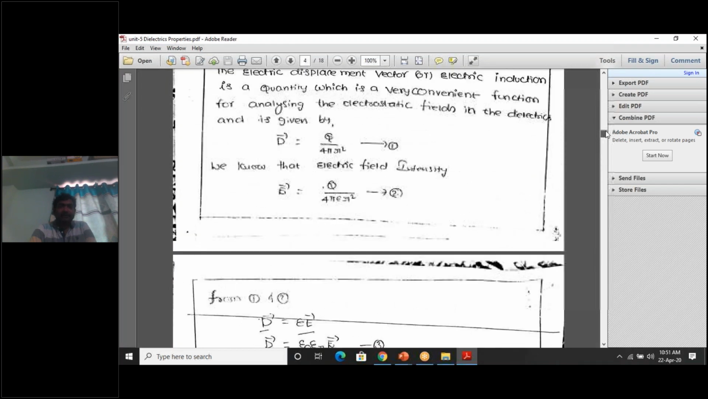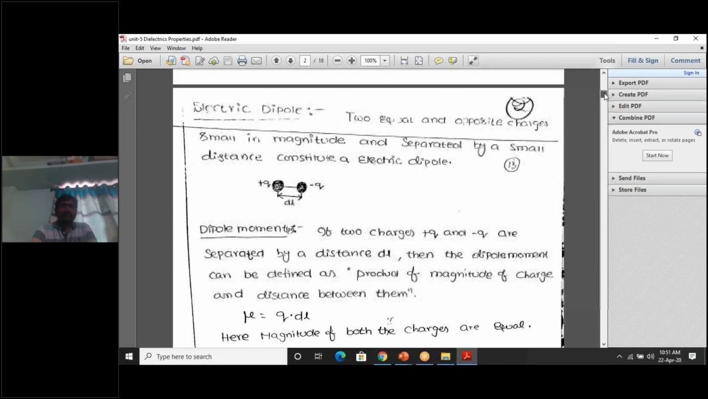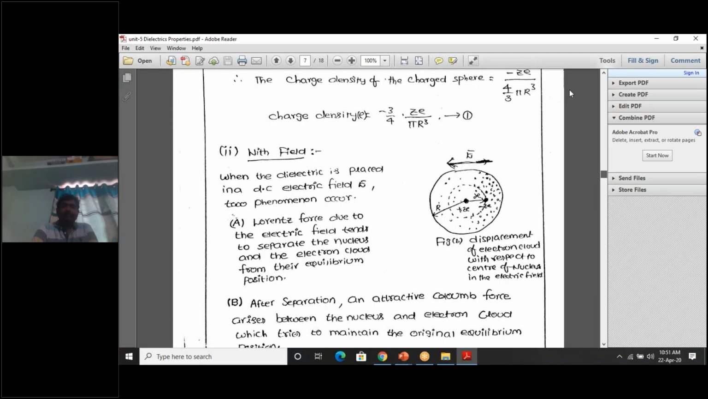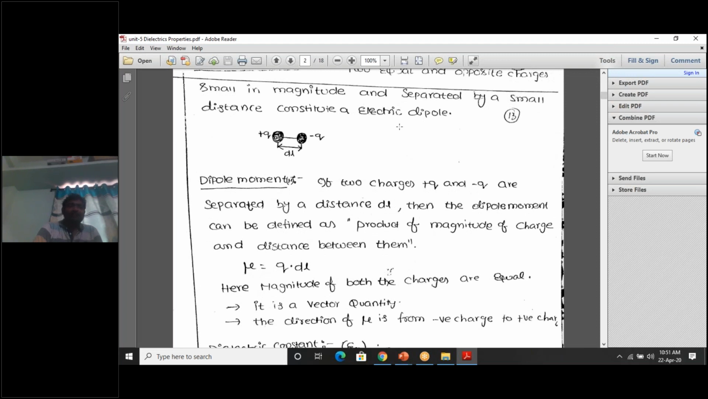What happens? Let us go to the dipole. Here I apply a strong electric field. Now what happens? This plus q goes to here, and this minus q goes to here. Then what happens? Nothing happens. Still it is an electric dipole, but its dipole moment has increased.